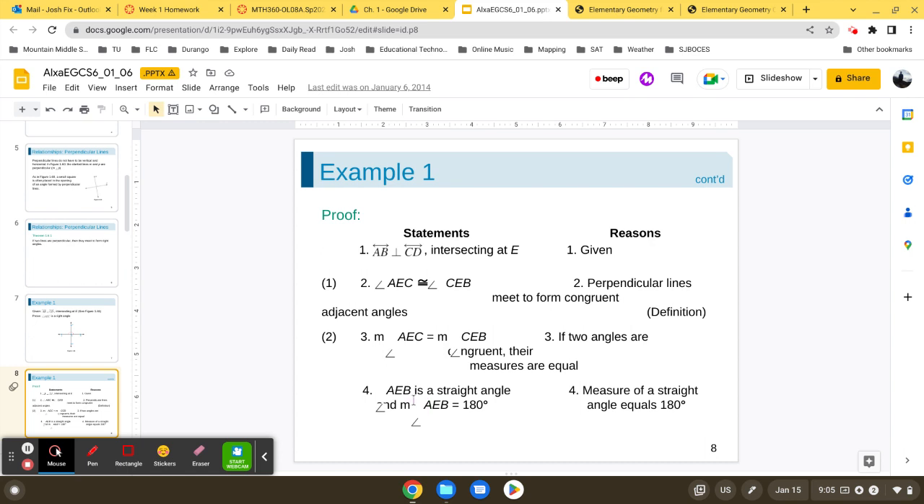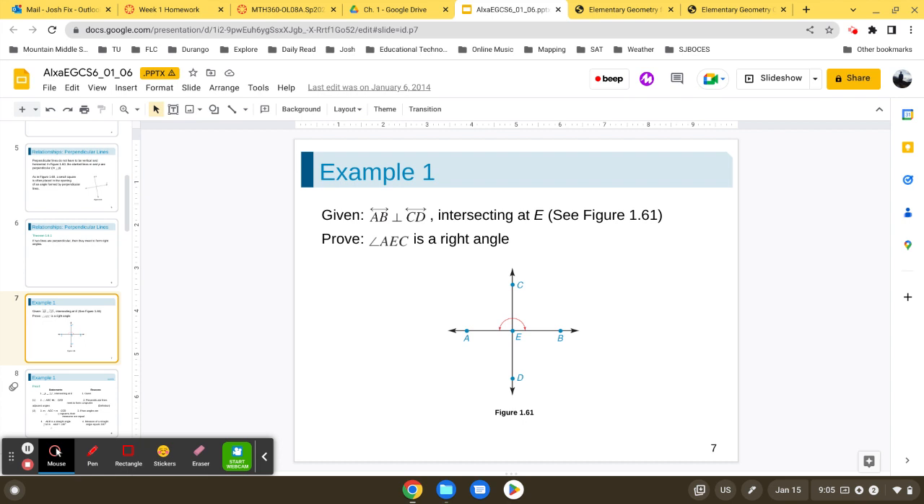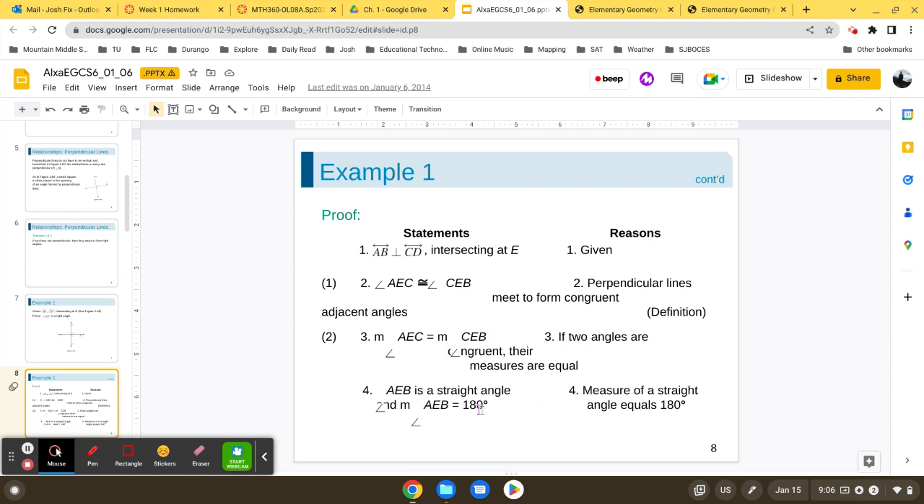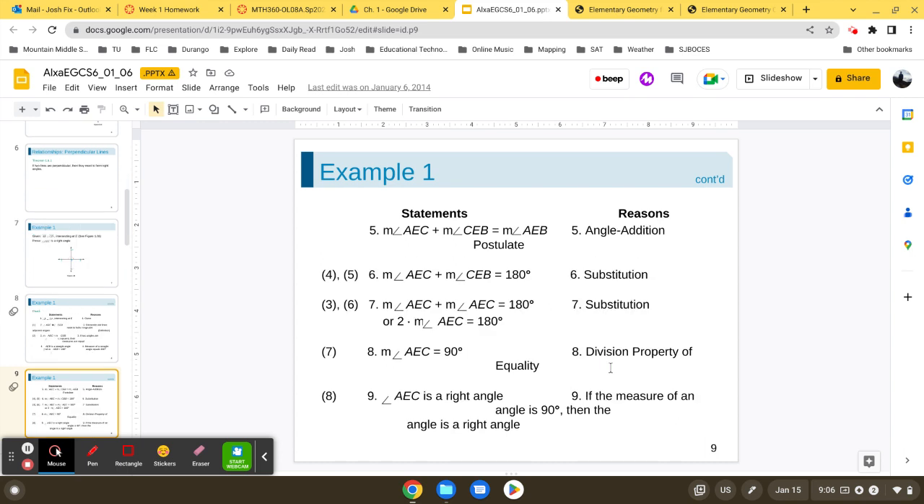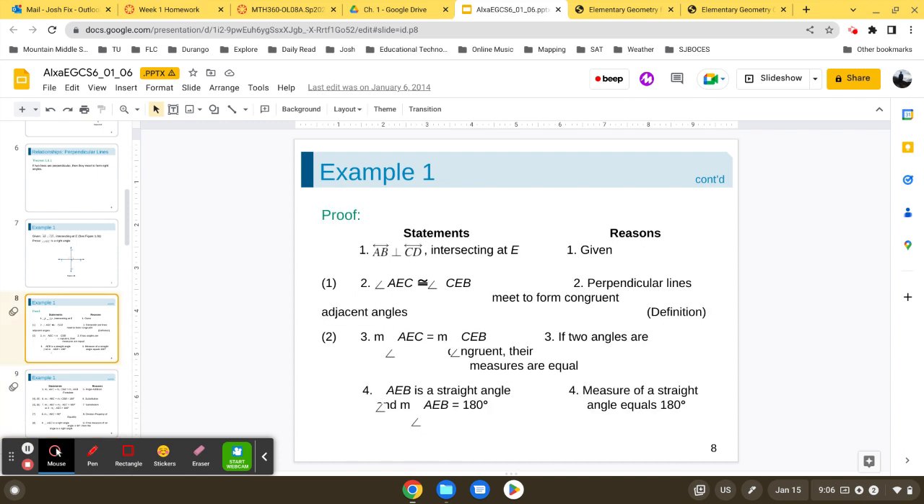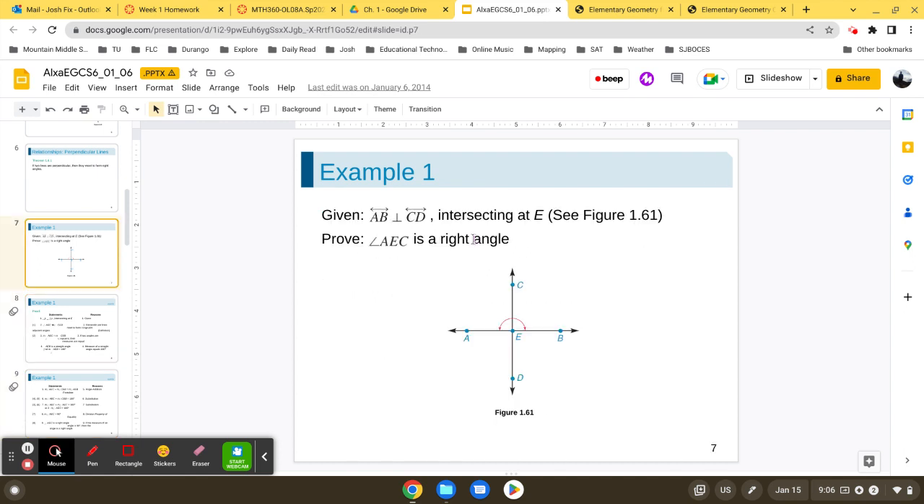Angle AEB is a straight angle. So we go back and look at AEB. AEB is a straight angle, which means it's 180 degrees. We justify that by saying that if it's a straight angle, then we know its measure is 180 degrees. From there, we can start working through angle addition, looking at angle AEC and CEB. If we add those two together, they add up to the measure of angle AEB.